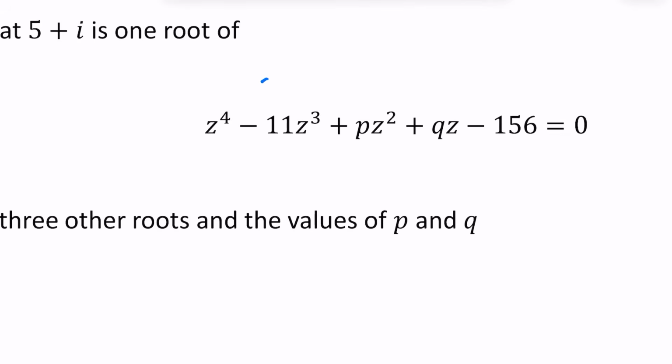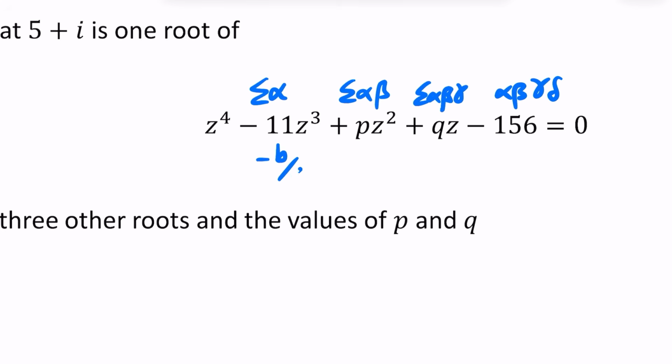So I'm going to remind myself that this one is to do with the sum of the roots, the next is to do with the sum of the pairs, the next is to do with the sum of the triples, and the last one will be associated with alpha, beta, gamma, and delta all multiplied together. I will write down that this will be minus b over a, c over a, minus d over a, and e over a. It really helps me see that these things are all associated with each other when I extract that information.